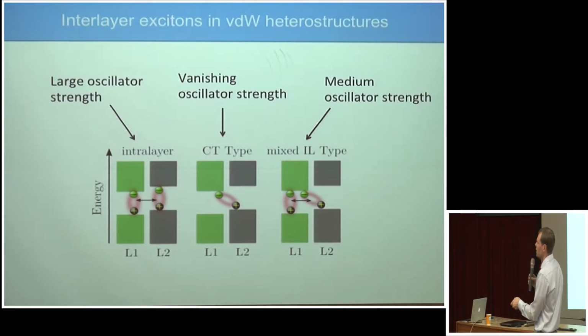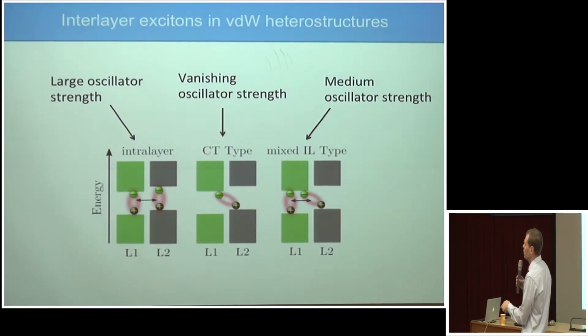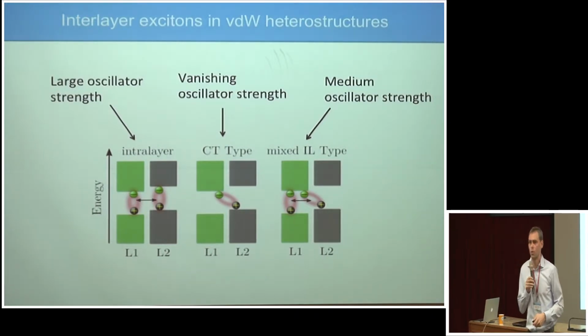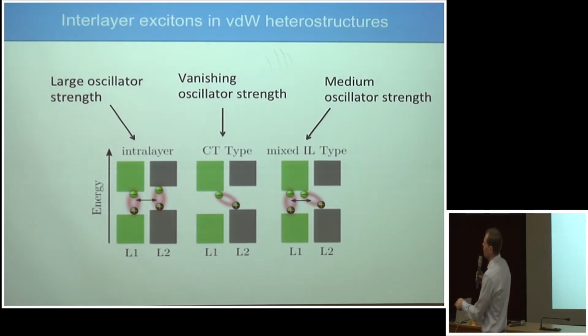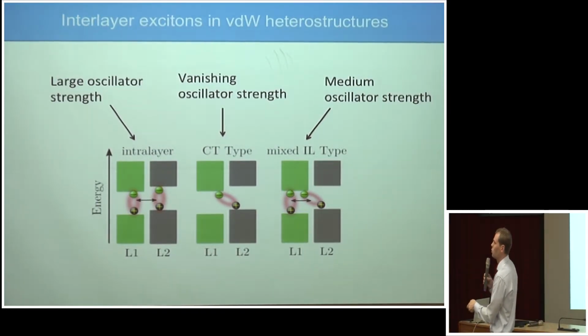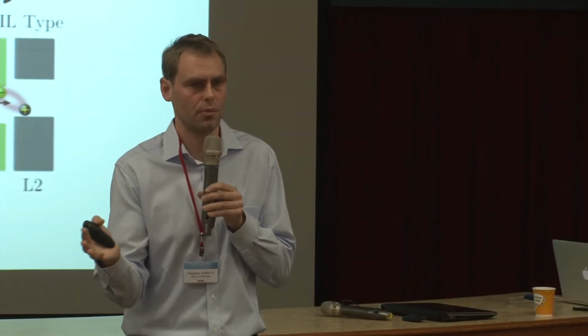There is an intralayer type. There is a charge transfer-like type, where the electron and the hole are sitting in different layers. And then there are mixed types, where the exciton is a superposition of an intralayer and a charge transfer-like exciton.